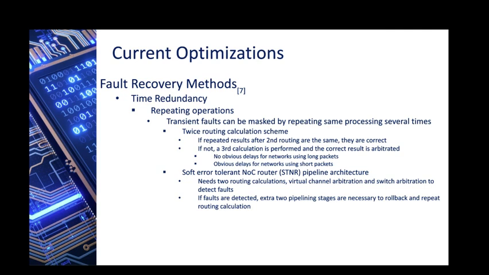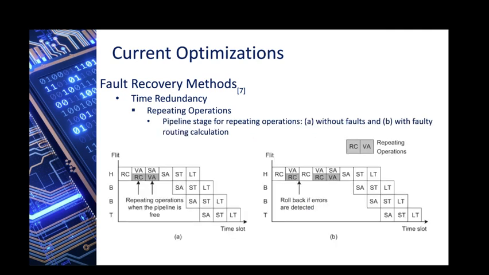There is also a soft error-tolerant network-on-chip router pipeline architecture. It requires two routing calculations, virtual channel arbitration, and switch arbitration to detect faults. If faults are detected, two extra pipeline stages are necessary to roll back and repeat the routing calculation. And here is a diagram of a pipeline stage for repeating operations without faults and with faulty routing calculations.